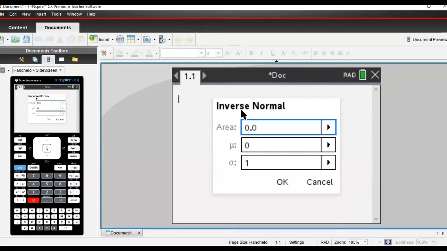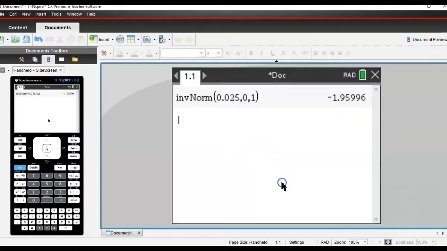There we go. 0, 2, 5. So I'm telling it that 2.5% of the area was in that space on the left. And I'm okay with doing z-scores right now, so 0 and 1 are perfectly good, and tell it okay. And what do we have? We get a critical value of negative 1.96. Negative 1.96.